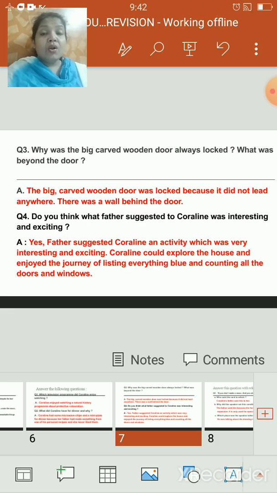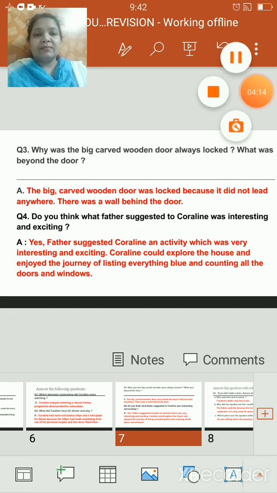Coraline could explore the house and enjoyed the journey of listing everything blue and counting all the doors and windows. So as we know, she was enjoying this activity because she was actually exploring the entire house or the apartment. And while doing this exploration itself, she came across one bricked wall, and she came across that door, right? So let us go through the next one.